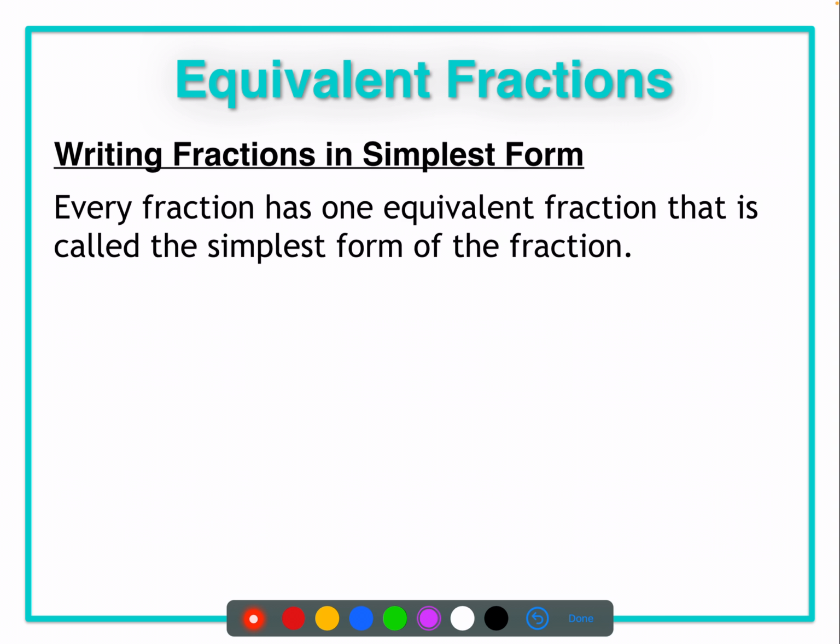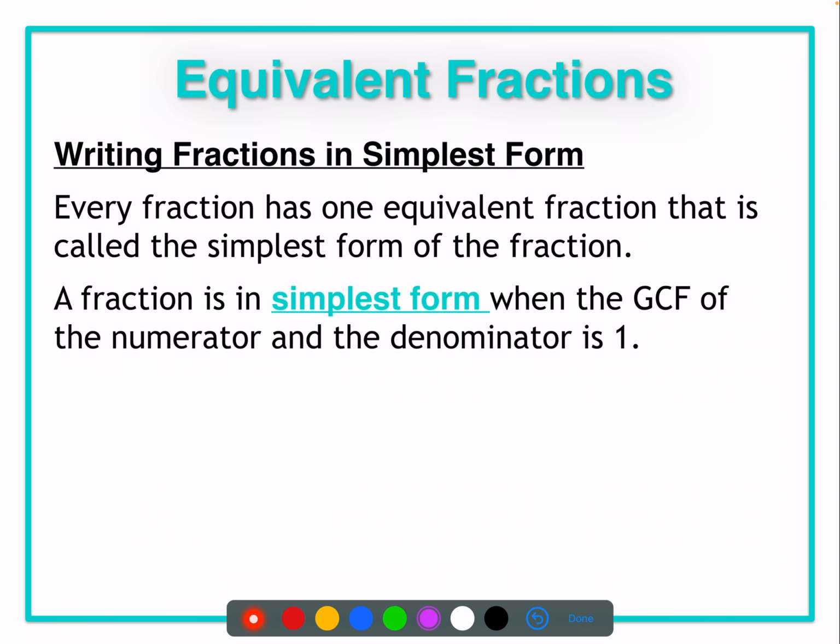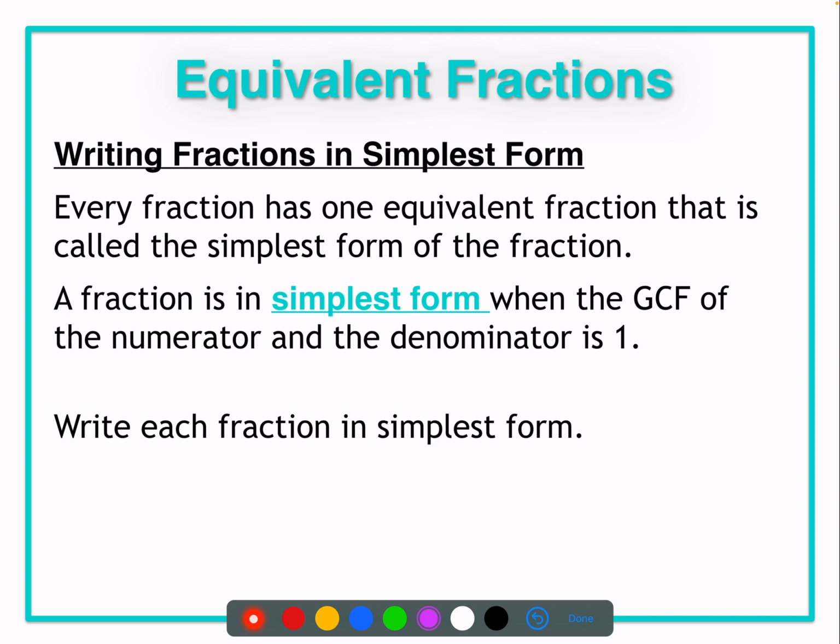Writing fractions in simplest form. Every fraction has one equivalent fraction that is called the simplest form of the fraction. A fraction is in simplest form when the greatest common factor of the numerator and the denominator is 1. Write each fraction in simplest form. So if we have 18/24, we can divide both numbers by 6, and it will be 3/4. You cannot divide anymore by the same number, so that means 3/4 is the simplest form.